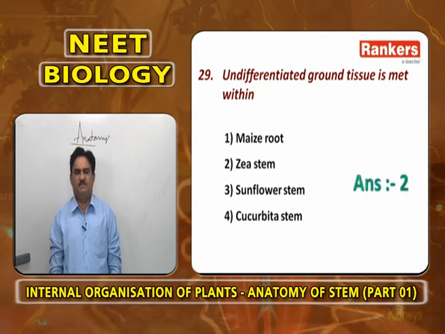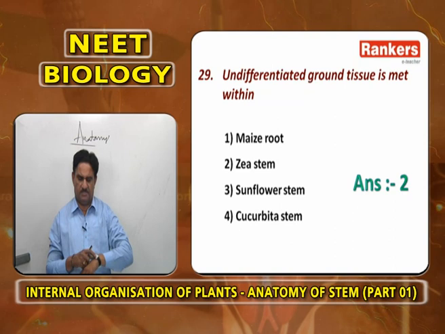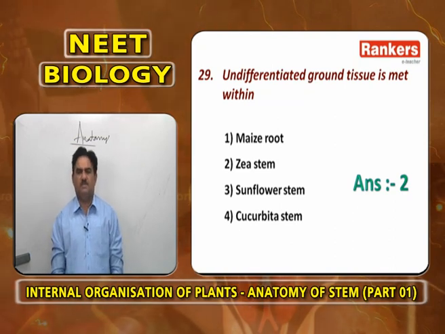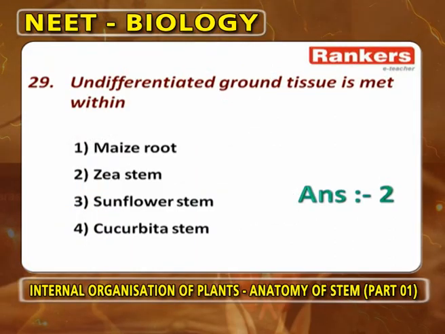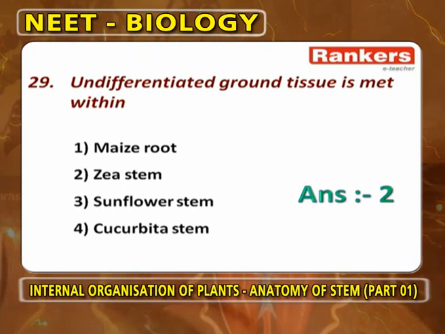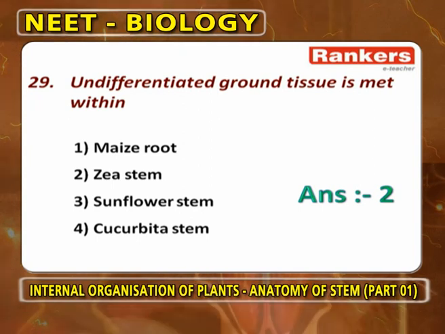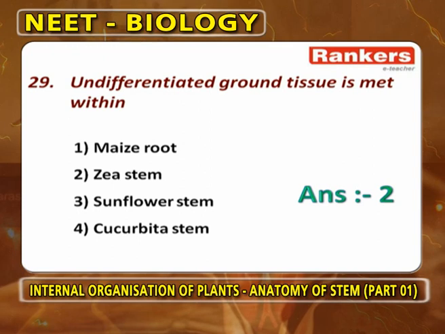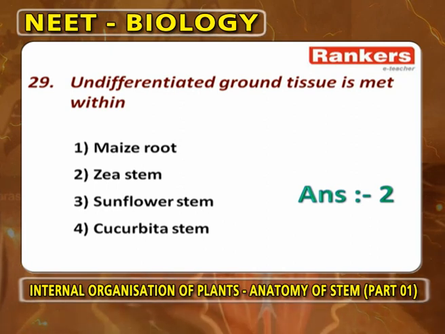Undifferentiated ground tissue is met with, or is found in? Maize root, where ground tissue is nothing but medulla. Undifferentiated ground tissue is met with, that means present in, a maize root, a Zea mays stem, a sunflower stem and a Cucurbita stem. Undifferentiated ground tissue is found in Zea stem. Why? The total inner portion is filled with ground tissue where numerous vascular bundles are irregularly scattered, which is called atactostele. So, answer is 2.